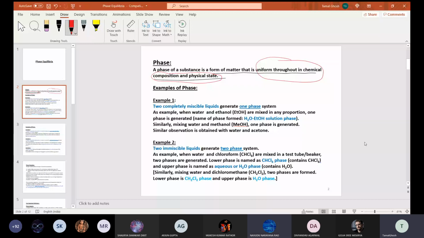Sir, your screen is not visible. What is not visible? The slide is not visible. Yes, sir. Visible, sir.